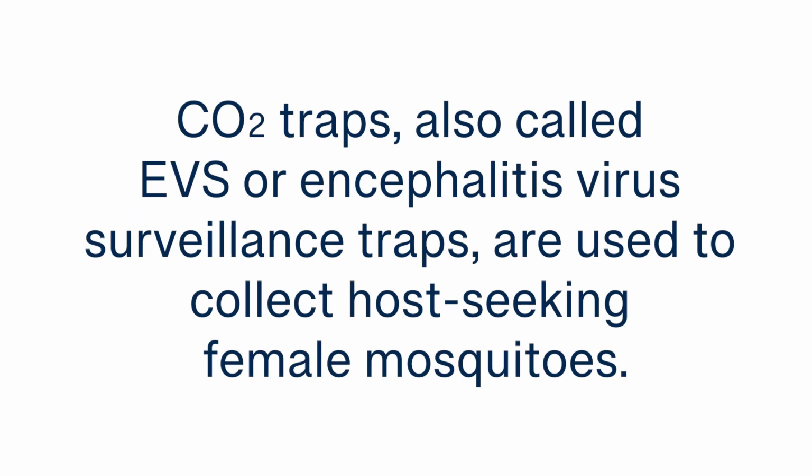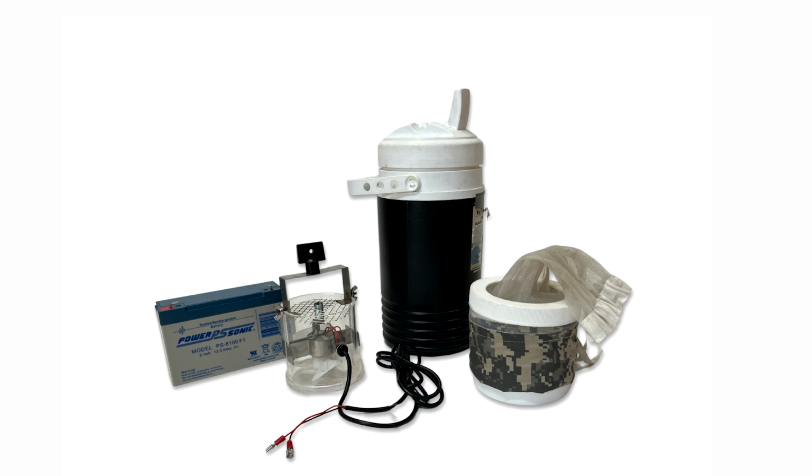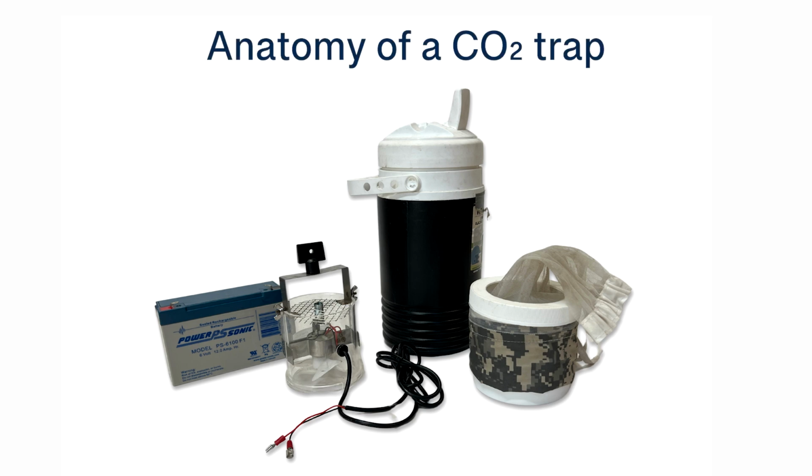CO2 traps, also commonly called EVS or encephalitis virus surveillance traps, are used to collect host-seeking female mosquitoes. Before we learn how to set one up, let's look at the anatomy of a CO2 trap.